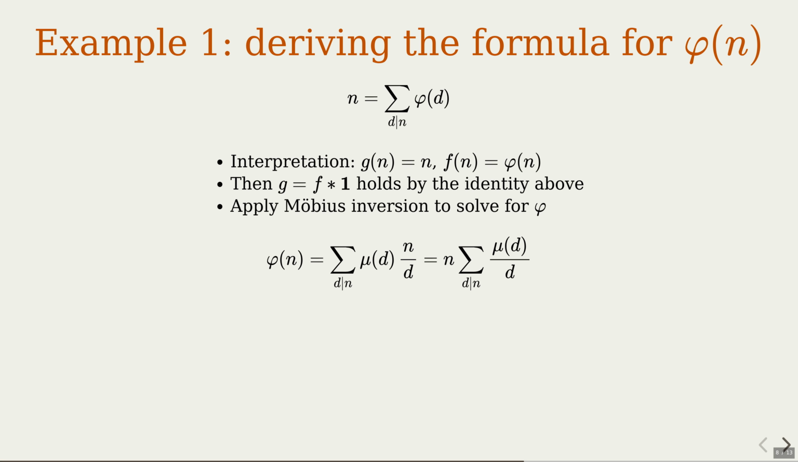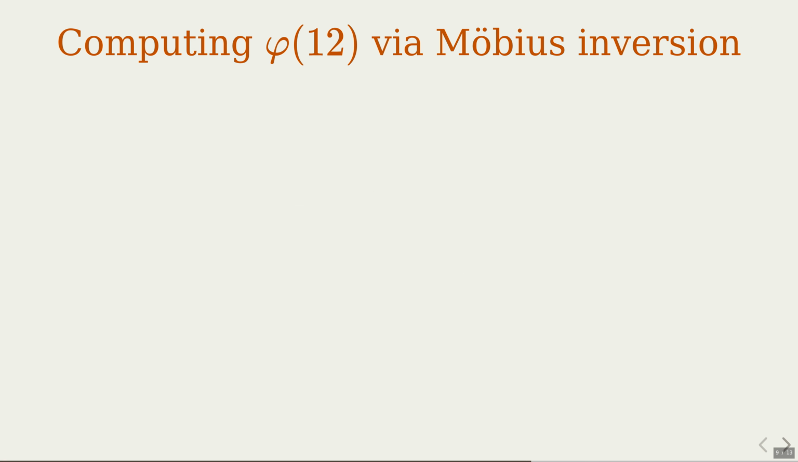In formula form, phi of n equals the sum over divisors d of n of mu of d times n over d, which you can factor as n times a weighted sum of mu of d over d. So once we know mu for the divisors of n, this gives a very concrete way to compute phi of n. Let us now compute a specific value, phi of 12, using the inversion formula we just derived.